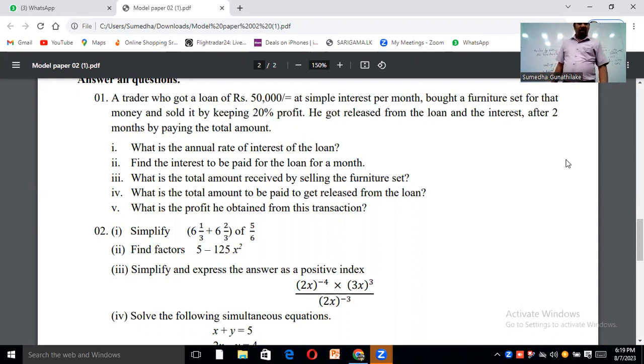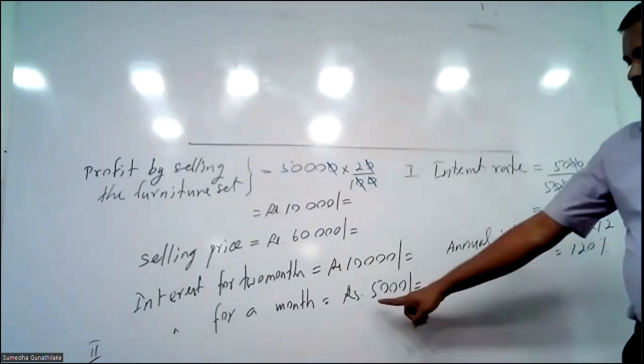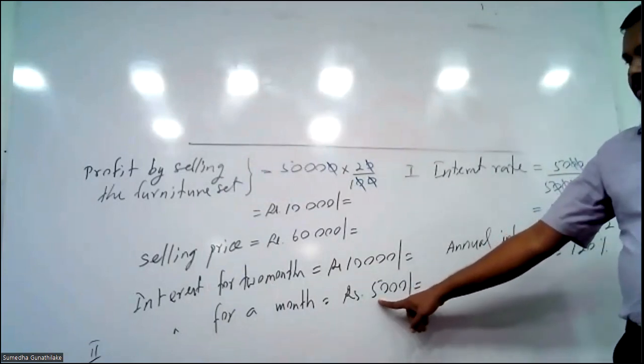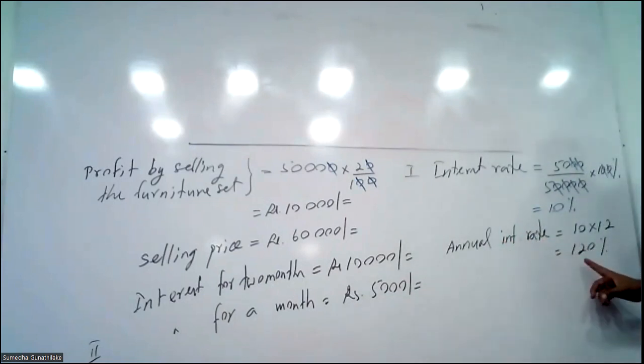What's the interest paid for the loan for a month? This is the answer for the second question. What's the interest again? Interest for a month, 5,000. Answer for the second question. And 120% is the answer for the first question.